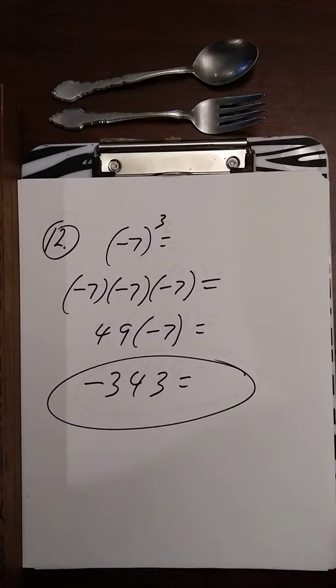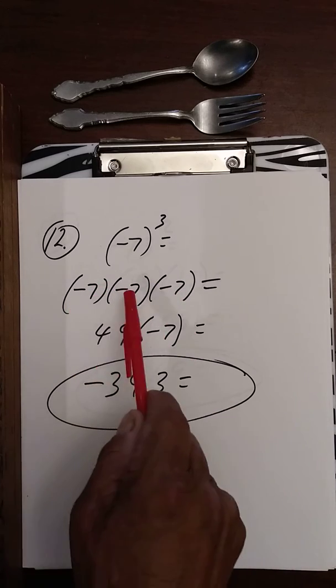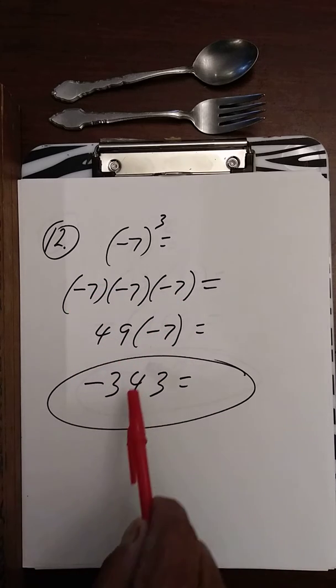-7 to the third. It means you've got to do this -7 three times. So negative times negative is positive 49. 49 times negative is -343.